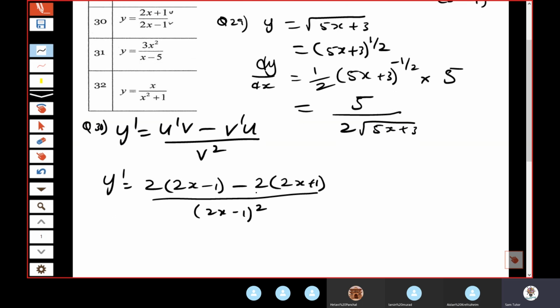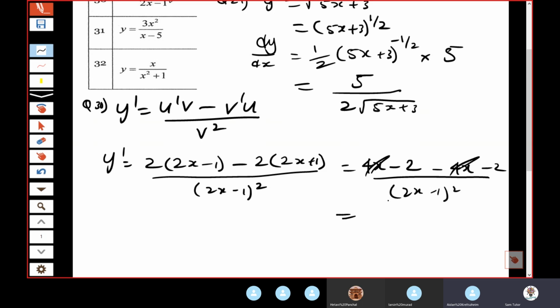Beautiful. Have you done calculus at school yet? Yeah. Oh, you have? Okay. Good. That works really well for you. 2 times 2 is 4x. Minus 2 minus 4x minus 2 over 2x minus 1 squared. You're not getting any marks for expanding the denominator. Just be aware of that. So don't expand the bottom. Negative 2, negative 2, negative 4. And you're done.